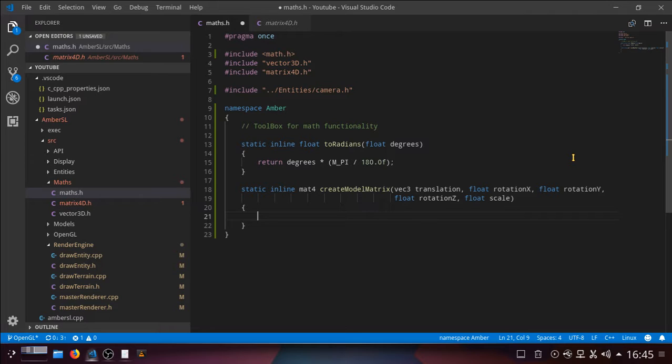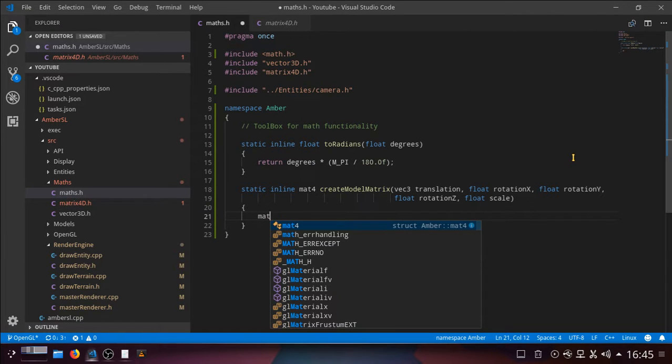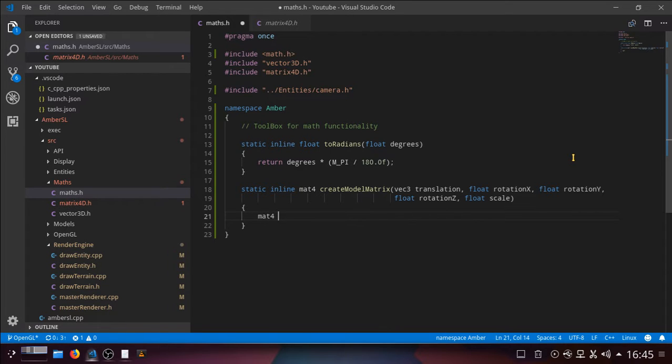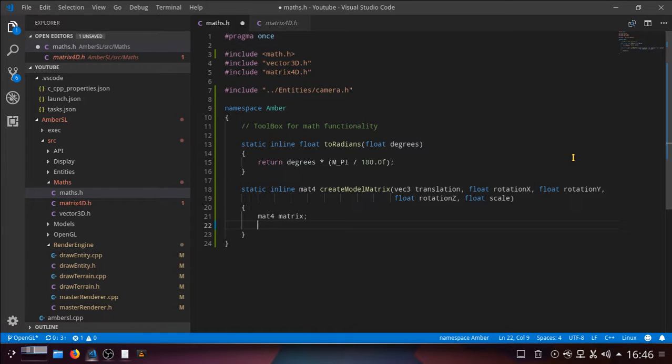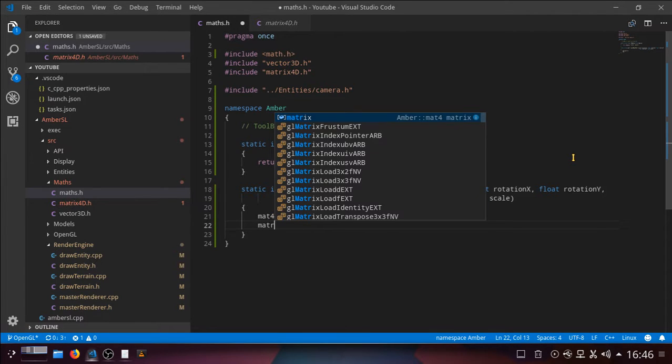So, first thing we're going to need is a matrix to work on, because we're going to have to return a matrix, aren't we? So let's make one. Let's make the result. We'll just call it matrix. So that's just going to be mat4, and we'll just call it matrix. I'm not going to do anything clever. There we go. Right, so what's the first operation we need to do?